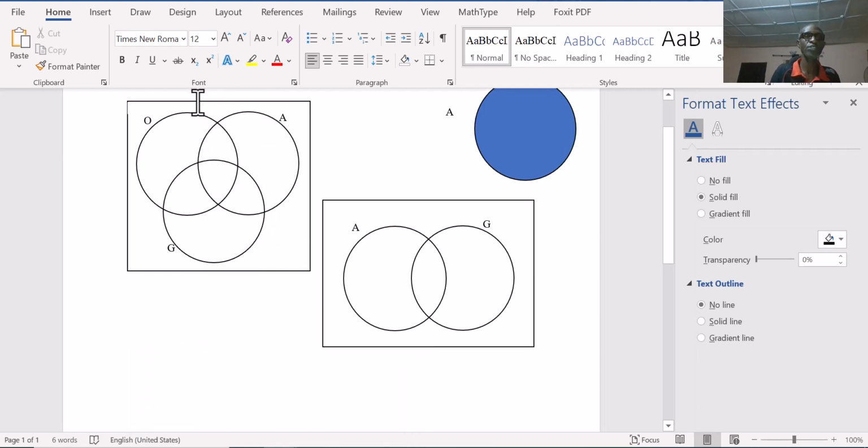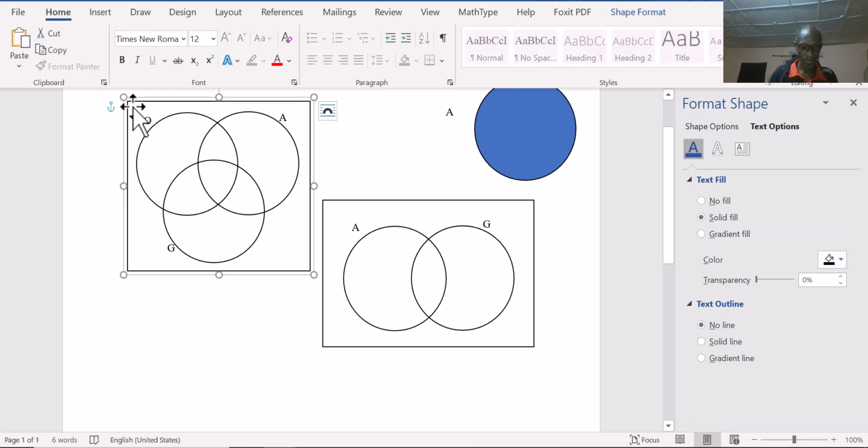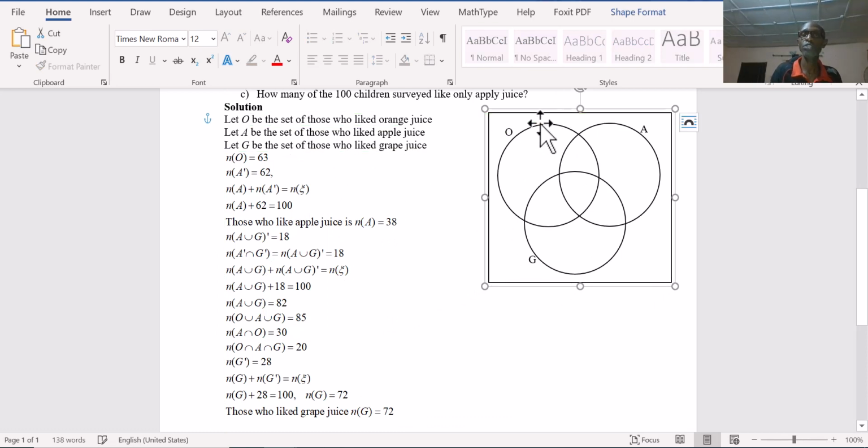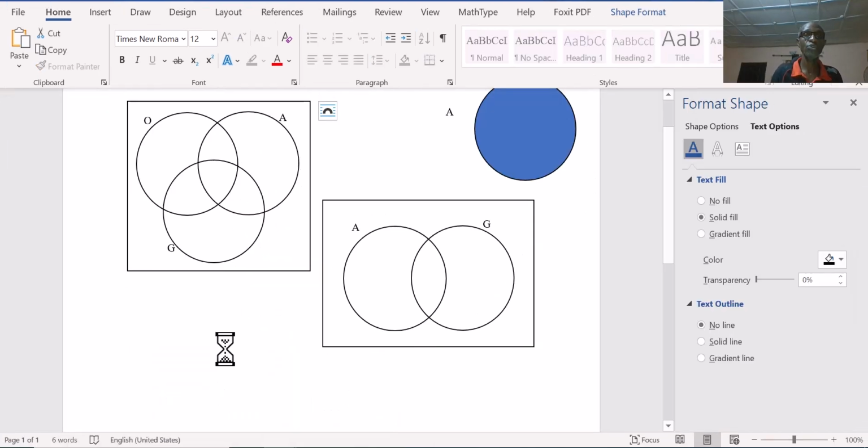I have already drawn a Venn diagram, but don't worry, I have not put all the figures there. It should take me time to be drawing, and we need to be fast. So I have drawn the Venn diagram. I'm going to assume O stands for orange, A stands for apple, and G stands for grape. So now we need to put all these values into the set.